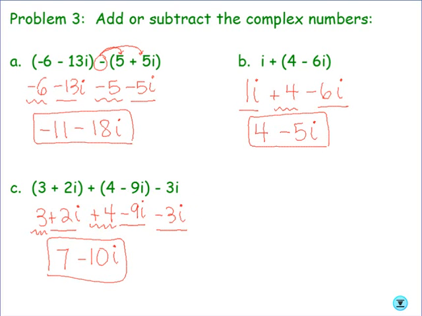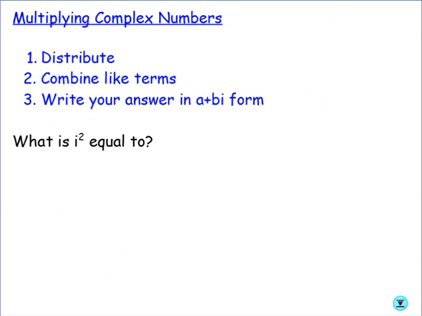So now let's look at the slightly more complicated part. This is the multiplying part. When you are multiplying complex numbers, the first thing we do is distribute. In other words, we're going to do a whole bunch of multiplying. We again combine like terms, and again we write our answer in a plus bi form. However, you're going to see something new pop up. You're going to see an i squared pop up in these problems. An i squared is never allowed to be in your answer.